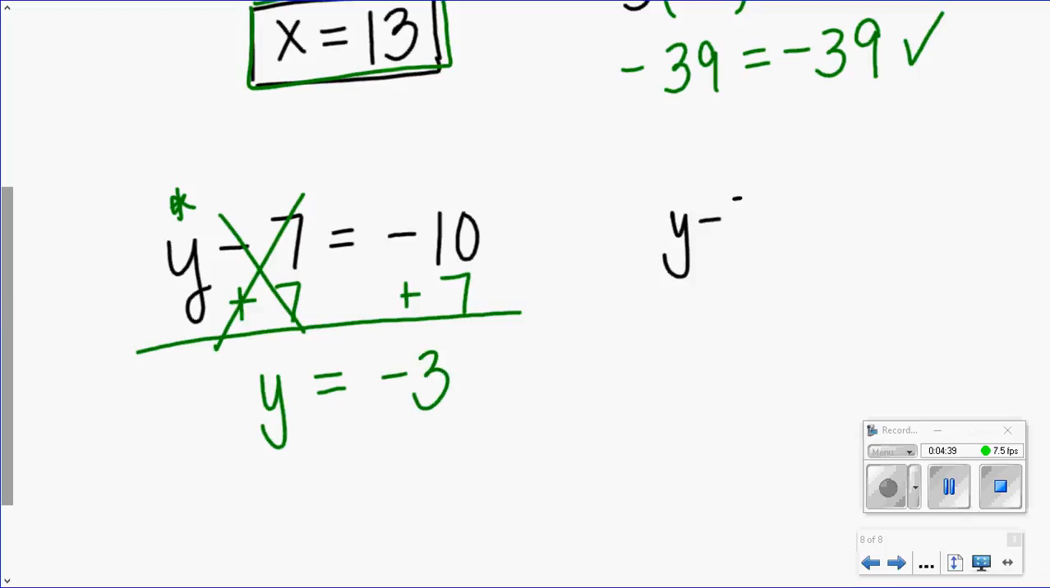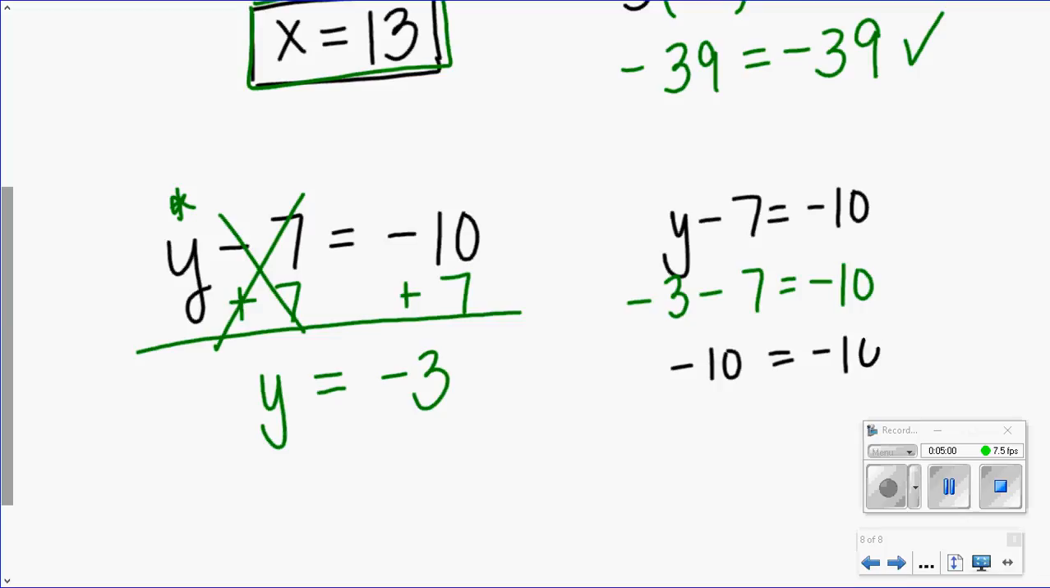Then we do our check. When you do the check, you have to go all the way back to the very beginning, the original problem, and then plug in what you think the answer is. I think that negative 3 minus 7 is negative 10. Actually type that into your calculator, and you get negative 10, and that is equal to negative 10. So I know I got the answer right.